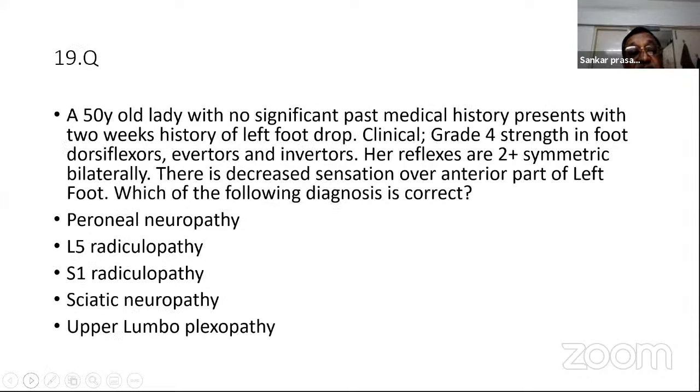A 50-year-old lady with no significant past medical history presents with a 2-week history of left foot drop. Grade 4 strength in foot dorsiflexors and invertors. Reflexes are 2 plus, symmetric bilaterally. There is decreased sensation over the anterior part of the left foot. Which of the following diagnoses is correct? Peroneal neuropathy, L5 radiculopathy, S1 radiculopathy. Oh, already the answer has come.